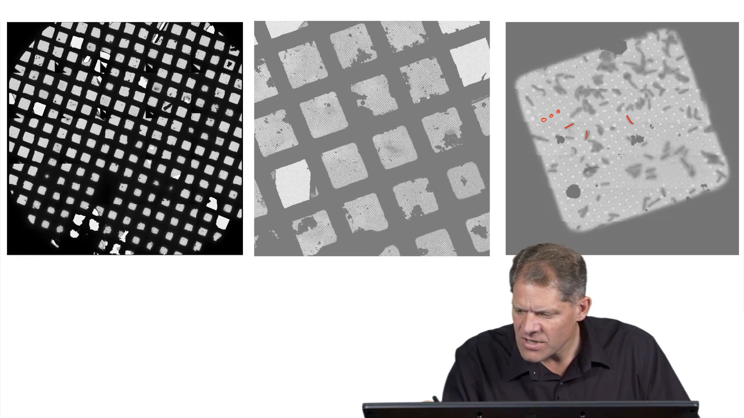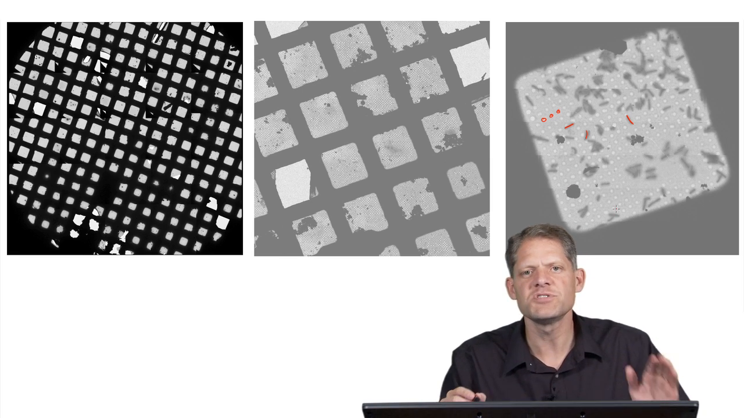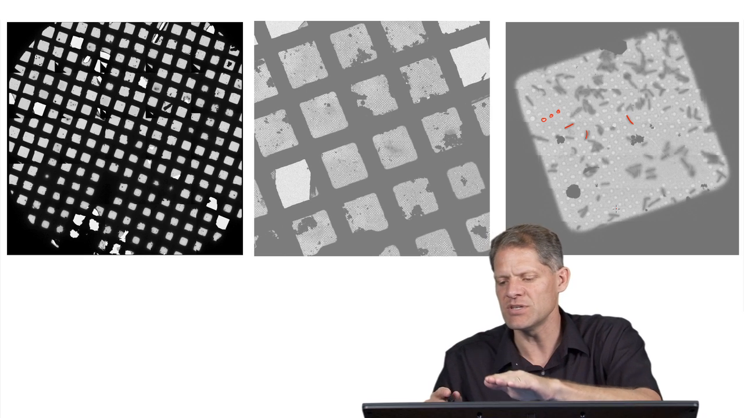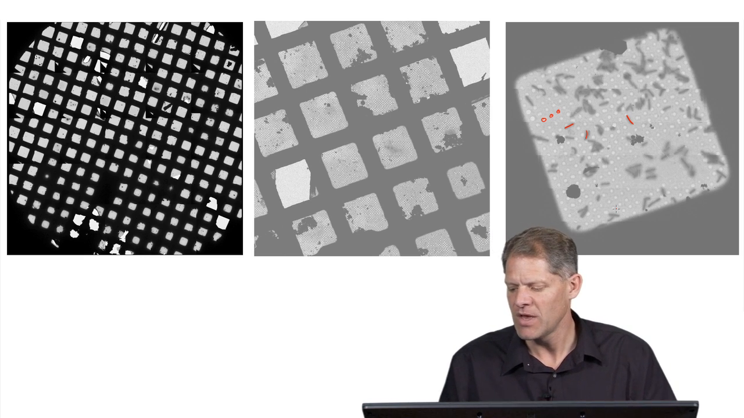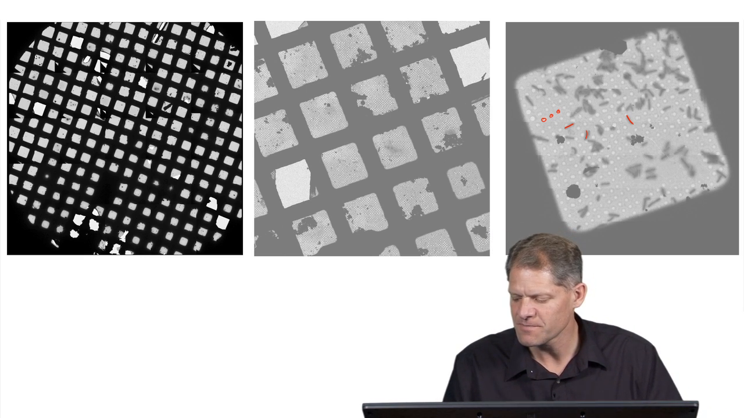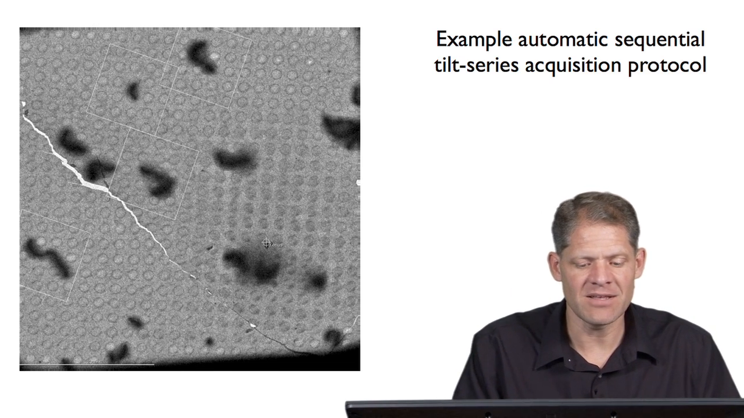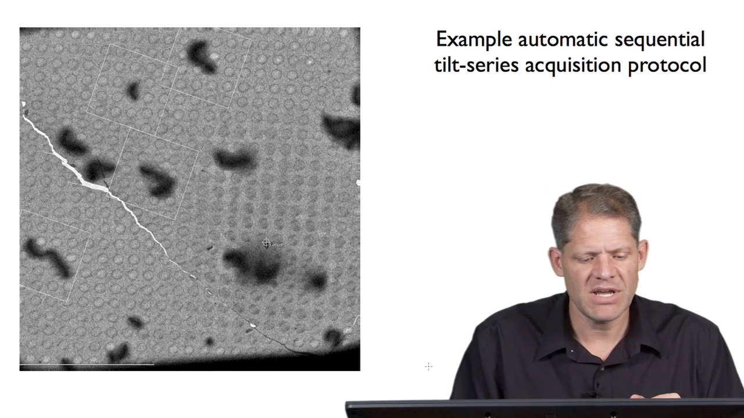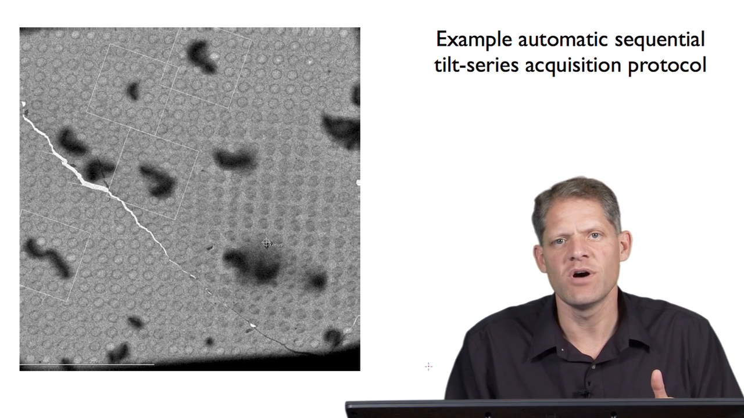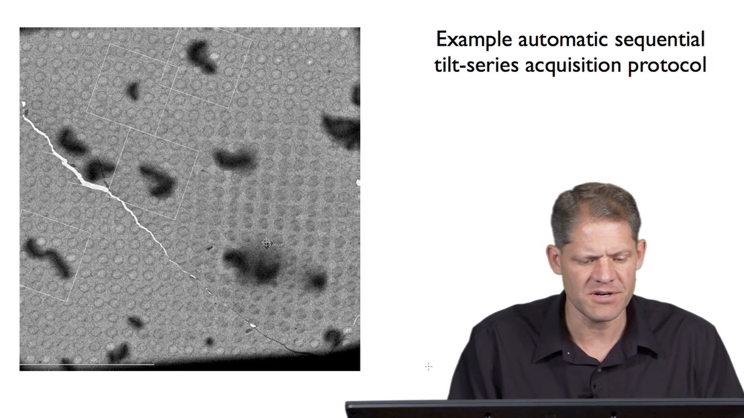But if you notice, you can still see these squares superimposed on the image, where the microscope took a whole series of higher magnification images and then stitched them together. So this is called an atlas series. And once you've recorded an intermediate magnification atlas, you can then look at the potential targets and select the ones that you would like to record tilt series of.